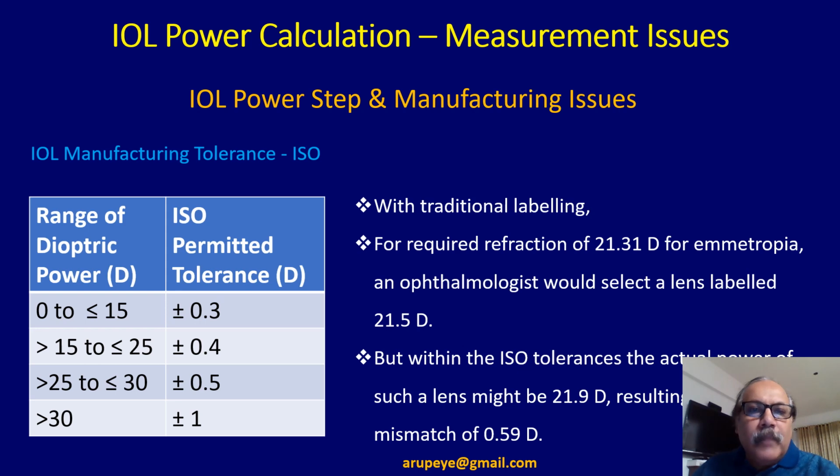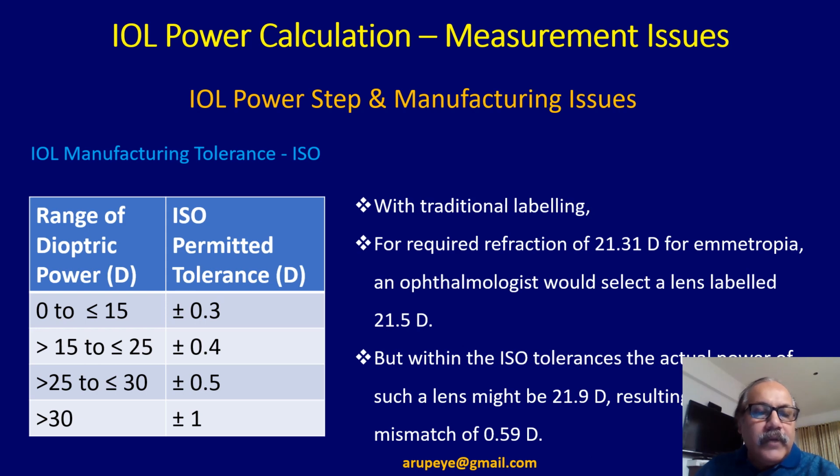I also inform my patient that in spite of our best efforts in getting the optical biometry values using advanced formulas, there are certain limiting factors. For example, the IOL power steps and the manufacturing tolerance that is approved by the ISO and the ANSI standards. The intraocular lenses come in steps of 0.5. We do not have the exact power of the lens printed on the lens box. And as regards the manufacturing tolerance, ISO definitely allows some amount of inaccuracies.